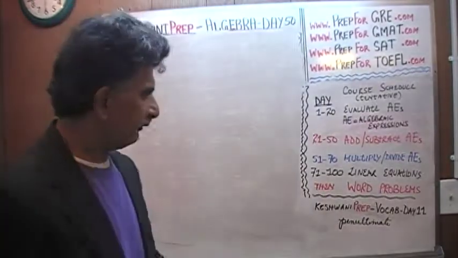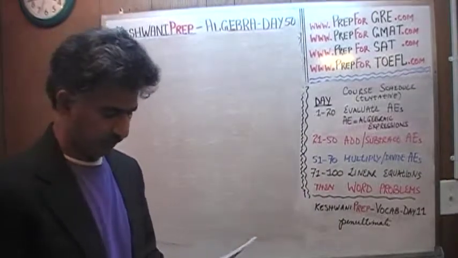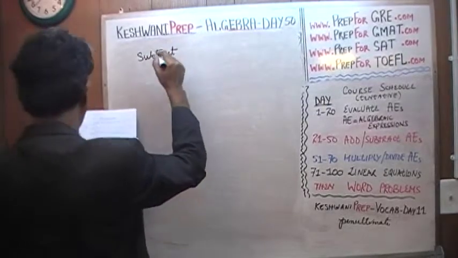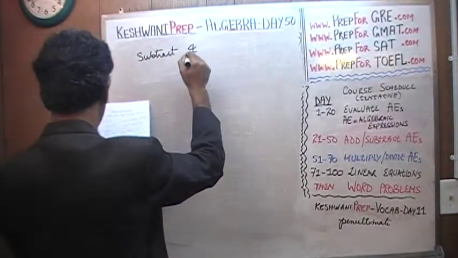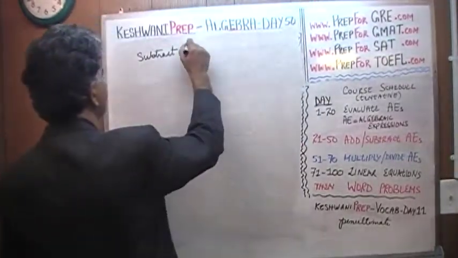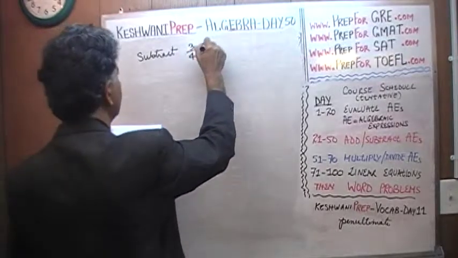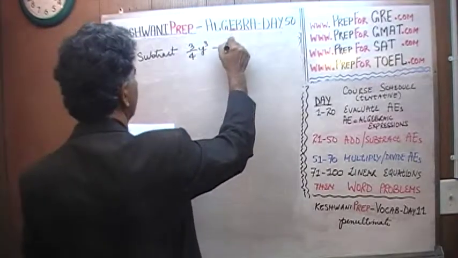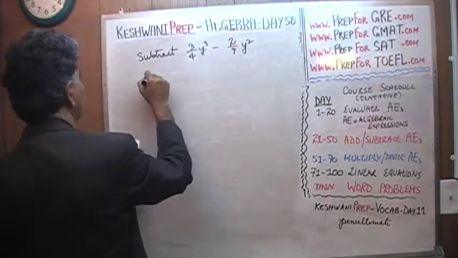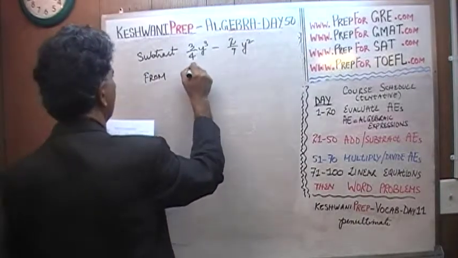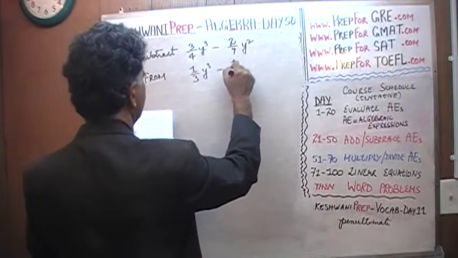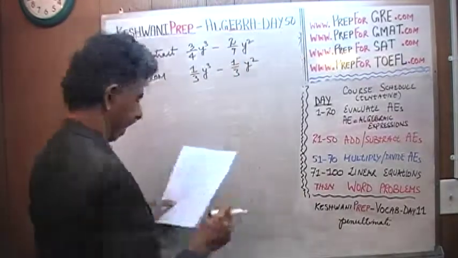So the problem for today is, as we said, we are learning how to add and subtract algebraic expressions. We are asked to subtract 3/4 y cubed minus 2/9 y squared from 1/3 y cubed minus 1/3 y squared.